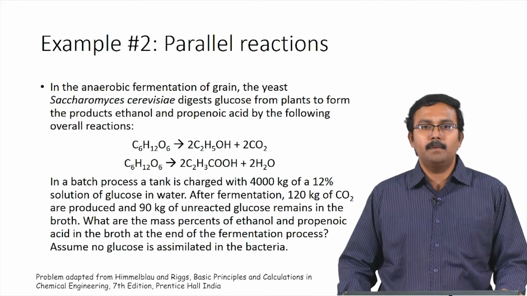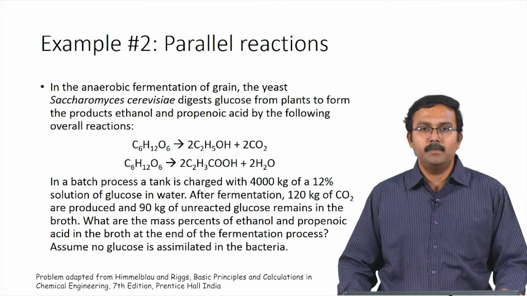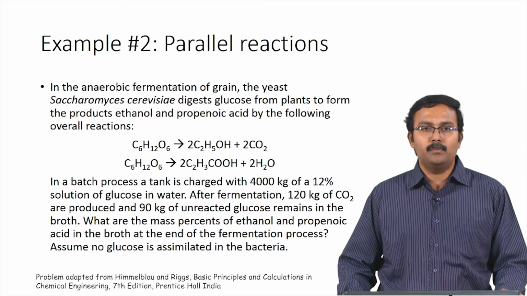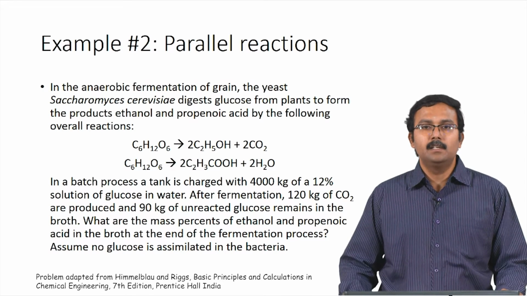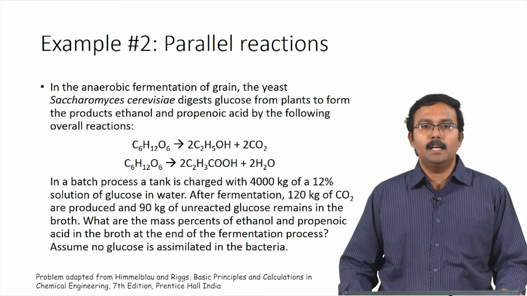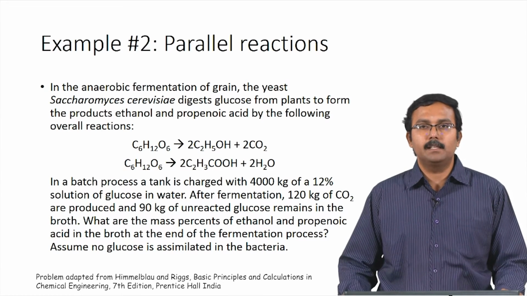In the anaerobic fermentation of grain, the yeast Saccharomyces cerevisiae digests the glucose from plants to form the products ethanol and propanoic acid by the following overall reactions. In a batch process, a tank is charged with 4000 kilograms of 12% solution of glucose in water. After fermentation, 120 kilograms of carbon dioxide is produced and 90 kilograms of unreacted glucose remains in the broth. What are the mass percents of ethanol and propanoic acid in the broth at the end of the fermentation process? You can assume that no glucose is assimilated in the bacteria.